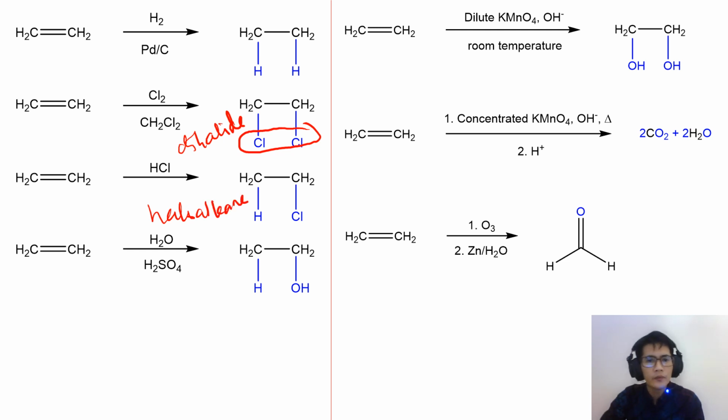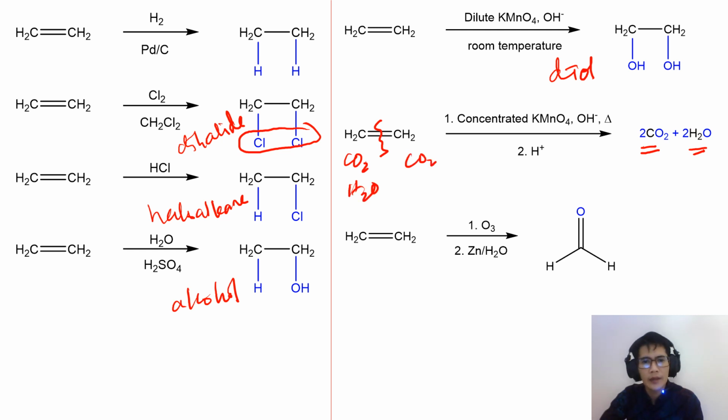Number 4, we will get the alcohol. All right. Number 5, we will get the diol. Okay. Number 6, we get 2 carbon dioxide and 2 water. Okay, we break this bond, so this one will form carbon dioxide and water, as well as this side also carbon dioxide and water. Okay, so we'll get 2 carbon dioxide and 2 water.